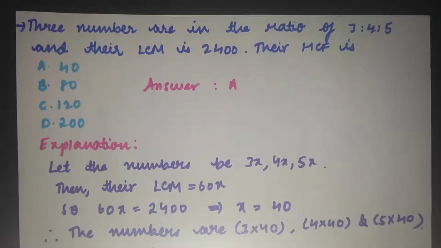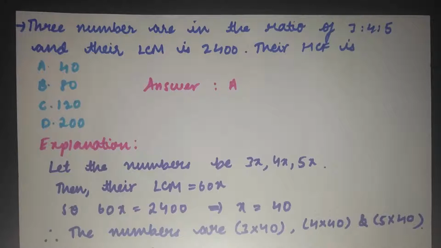The first example goes as: three numbers are in the ratio of 3:4:5 and their LCM is 2400. So we have to find the HCF of the three numbers. Let's say the numbers be 3x, 4x and 5x. So what would be the LCM of these numbers? x would be common, so x would remain there, and considering all other factors, we are going to get the LCM of 3, 4 and 5 as 60, right? So 60 into x would be the LCM of the three numbers.